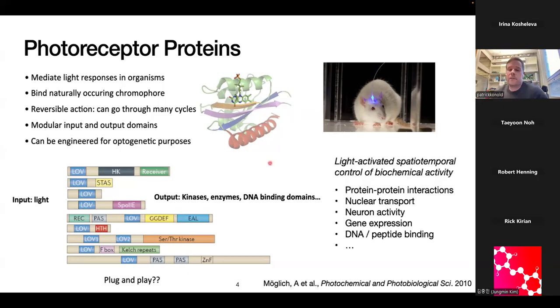There are many examples of this type of optogenetic engineering. It's been successful in modulating protein-protein interactions, nuclear transport, neuron activity, gene expression, DNA binding, and many, many more. But the ultimate goal is creating light-activated control of biochemical activity within living organisms.